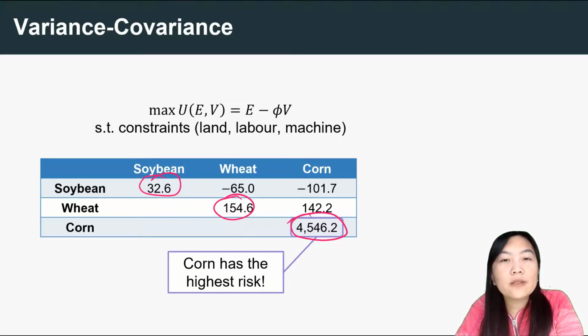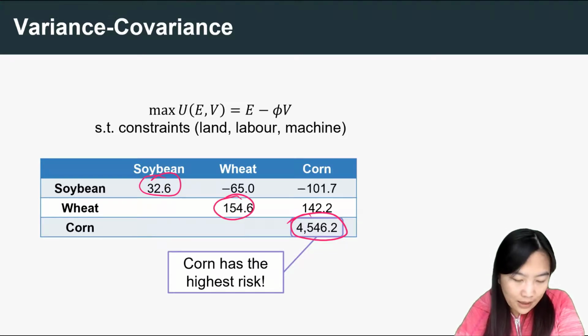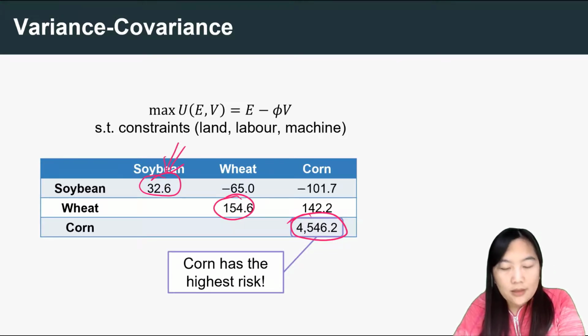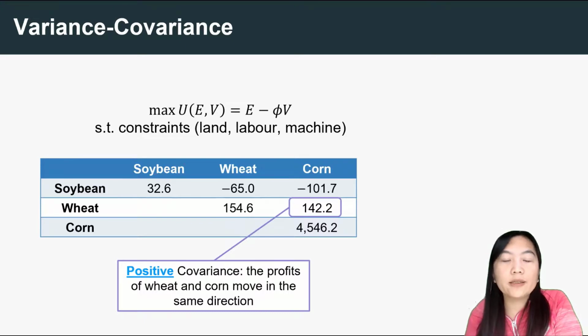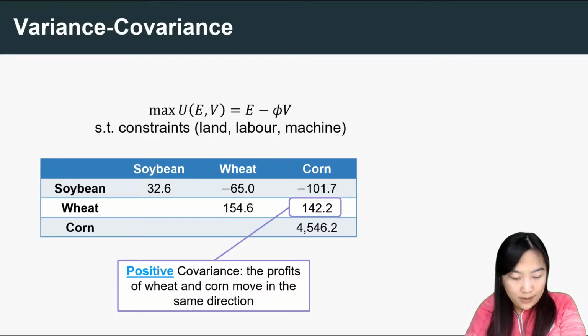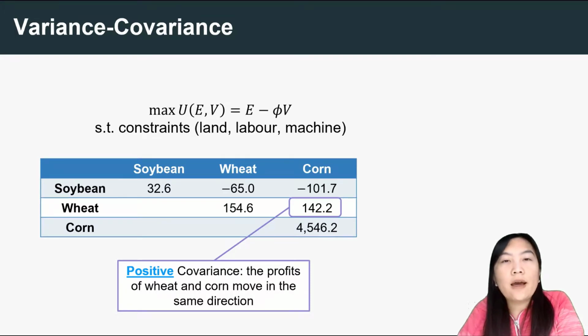The higher the variance and the higher the standard deviation, then the higher the risk. So you can tell from here that corn has the highest risk and soybean has the lowest risk. And let's also take a look at the covariance here. So we can see here, wheat and corn have a positive covariance.